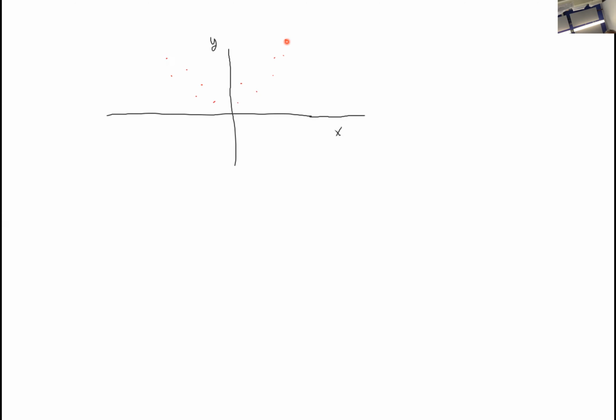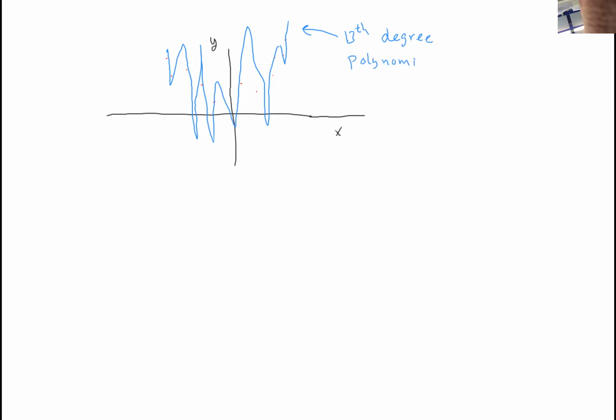That seems like a bad idea. With a 13th degree polynomial, you can fit things perfectly, but what you'll find is you get these huge fluctuations. You're going through every single data point. You fit the data perfectly, so your training error is zero. But your generalization error is horrible. If you get a new data point here, you don't fit new data points at all.